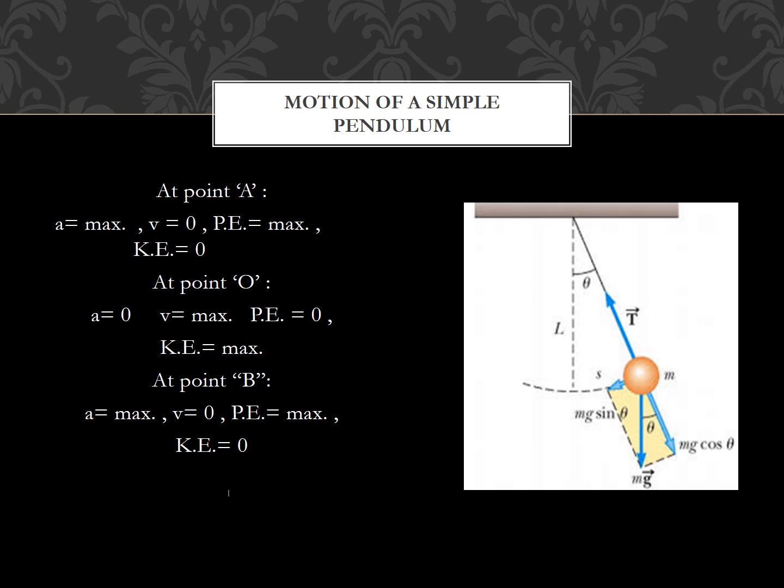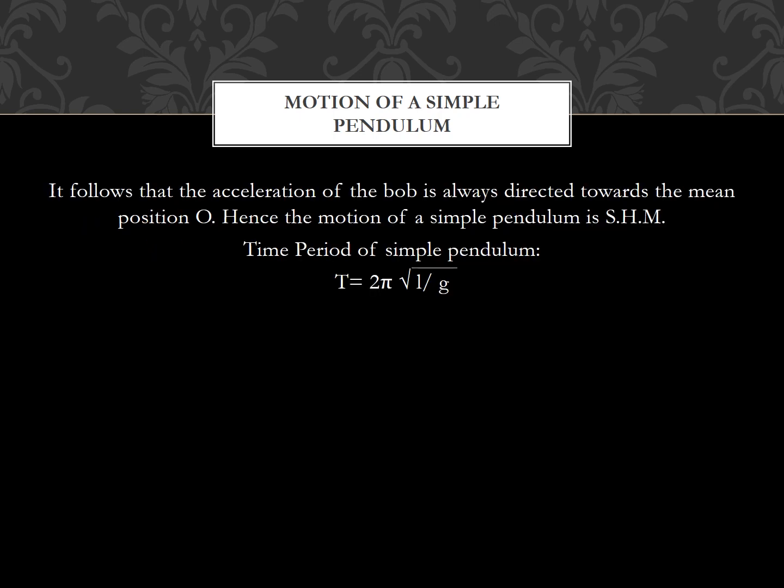At point B, when the bob reaches the other extreme point B, it stops for a fraction of a second. For that time, its velocity is 0. As velocity becomes equal to 0, its kinetic energy is equal to 0. And it gains a maximum height, so its potential energy is maximum. As the height or the distance is maximum, acceleration is also maximum. This shows that the acceleration of the bob is always directed towards the mean position O. Hence, the motion of a simple pendulum is simple harmonic motion.